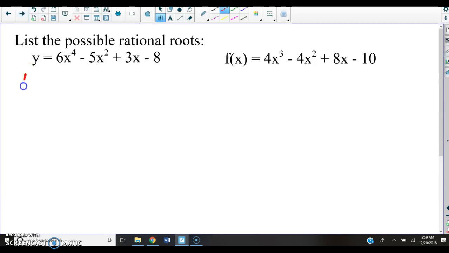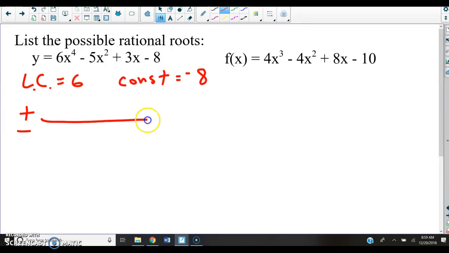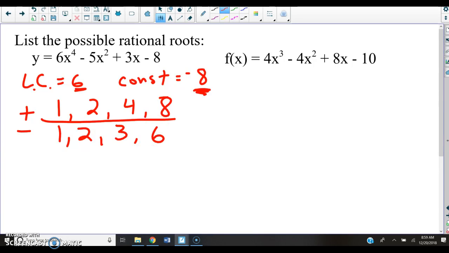Okay, the lead coefficient is 6, and our constant is -8. But we don't have to worry about the -8 because all of our possible rational roots will be factors of the 8, 1, 2, 4, and 8, divided by factors of our lead coefficient. So factors of 6 would be 1, 2, 3, 6.